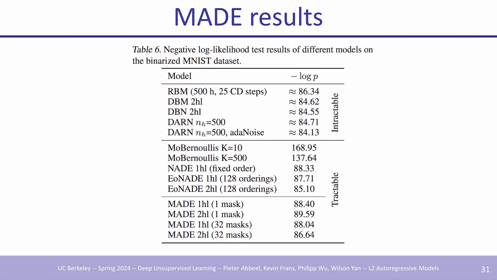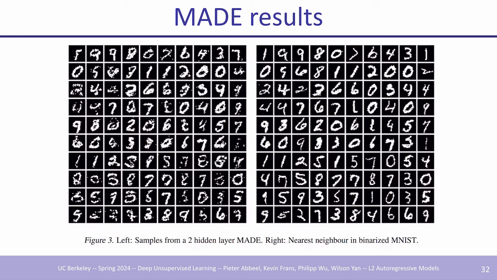This is an evaluation from the paper. They looked at different numbers of hidden layers, to see how that helps. They also looked at having multiple orderings in the training, where you don't always use the same ordering, to see if that helps. In this case, negative log probability, you're minimizing that, so the lower the better. So it turns out using multiple orderings does help a little bit in somehow internalizing more about this data distribution.